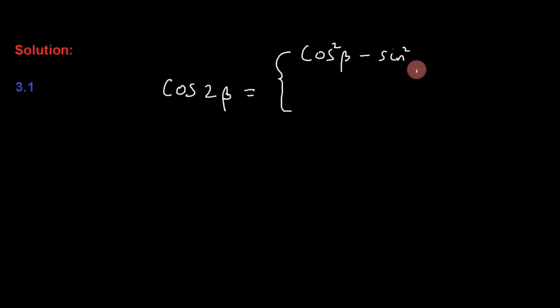We know that the cos of 2 beta can be written in one of 3 ways. It can be written either as the cos squared of beta minus the sine squared of beta, or it can be written as twice the cos squared of beta less 1, or as 1 minus twice the sine squared of beta.